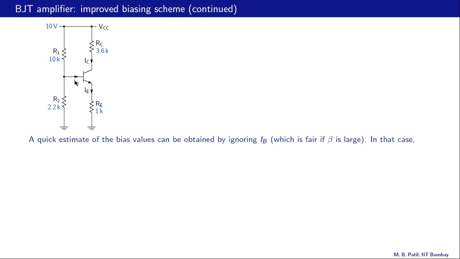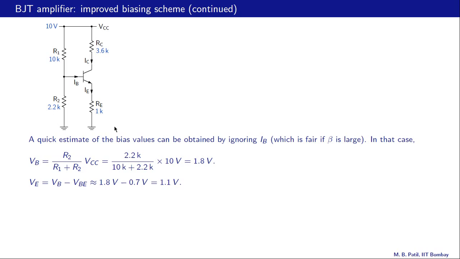This is like an open circuit, so there is no current there, and then we can obtain VB simply by voltage division, R2 by R1 plus R2 times VCC. So that turns out to be 1.8 volts. Once we get VB, we know that the base emitter junction is under forward bias, so there is a voltage drop of 0.7 volts there. So 1.8 minus 0.7, that is 1.1 volts.